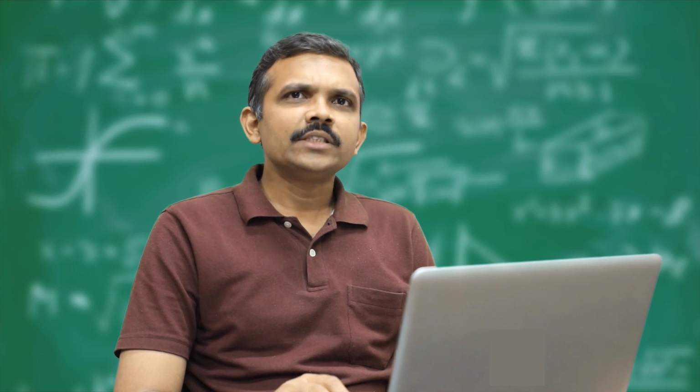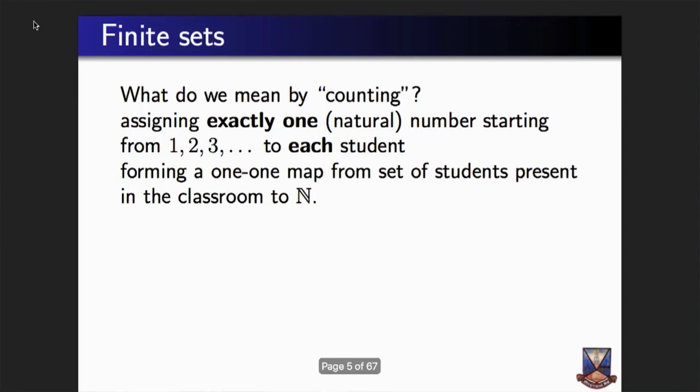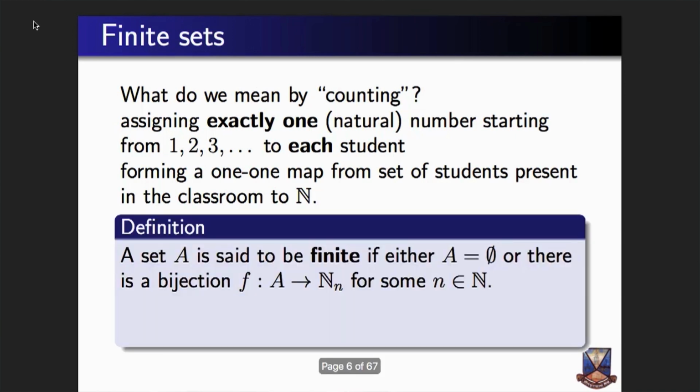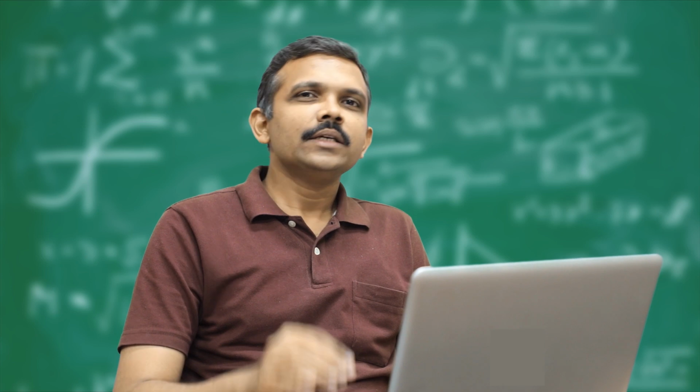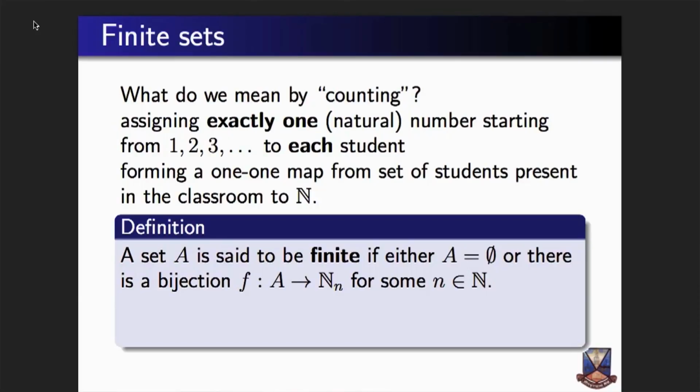Now, let us understand what this process means mathematically. It is nothing but forming a one-to-one map from the set of students present in the classroom to the set of natural numbers. I am talking about a one-to-one map, or injective map, from the set of students to the set of natural numbers. Now, to be very precise, let us get into the definition. The definition of a finite set is: a set A is said to be finite if either it is empty or there is a bijection f from set A to N_n for some n belonging to the naturals.